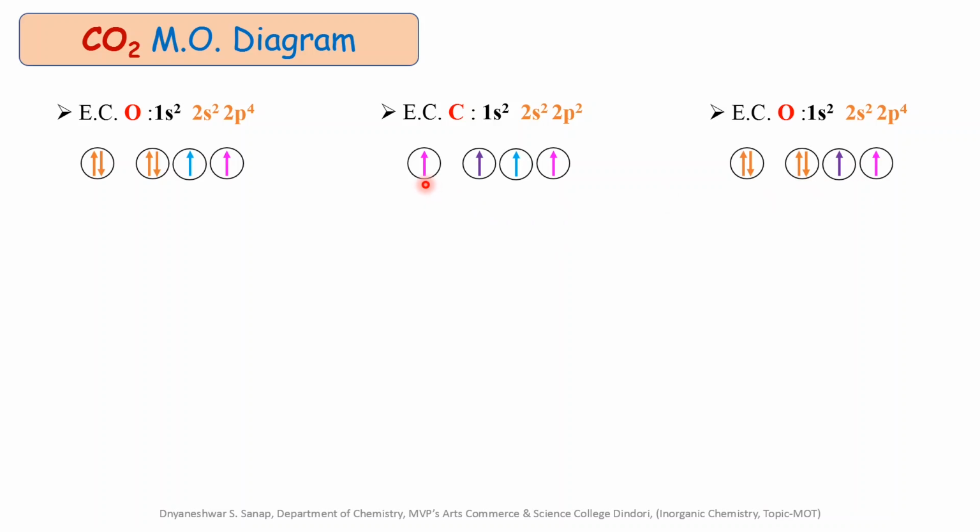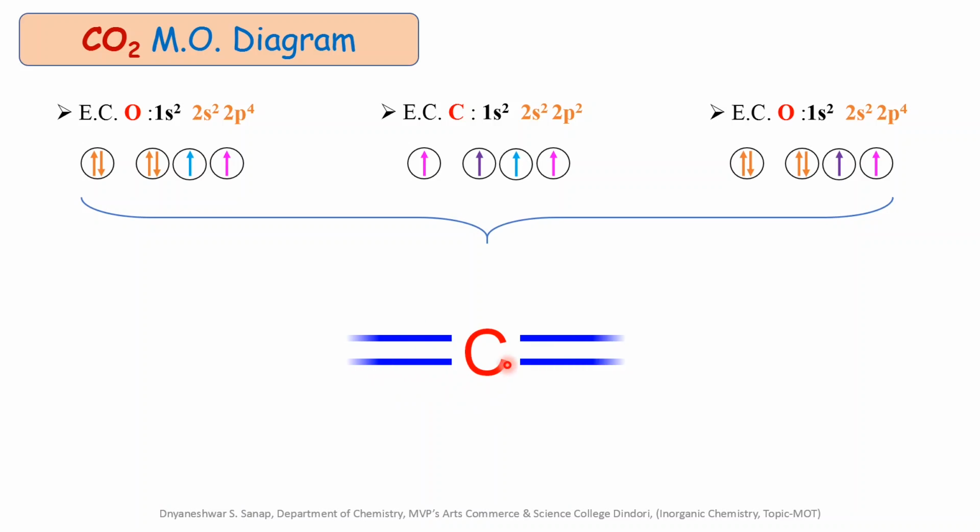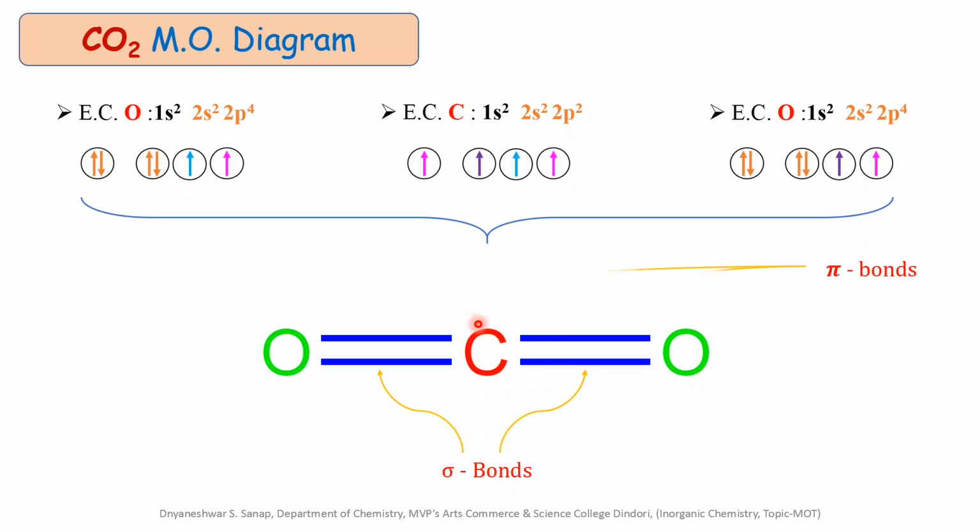When one electron of the carbon atom combines with one electron of an oxygen atom, and similarly one electron of the carbon atom combines with one electron of the other oxygen atom, we get two sigma bonds. The remaining two electrons, when combined with the single electron of each oxygen atom, give two pi bonds. The structure of the carbon dioxide molecule is like that: carbon at the center and both oxygens on the outer sides, with linear geometry. Out of these four bonds, two are sigma bonds and two are pi bonds.